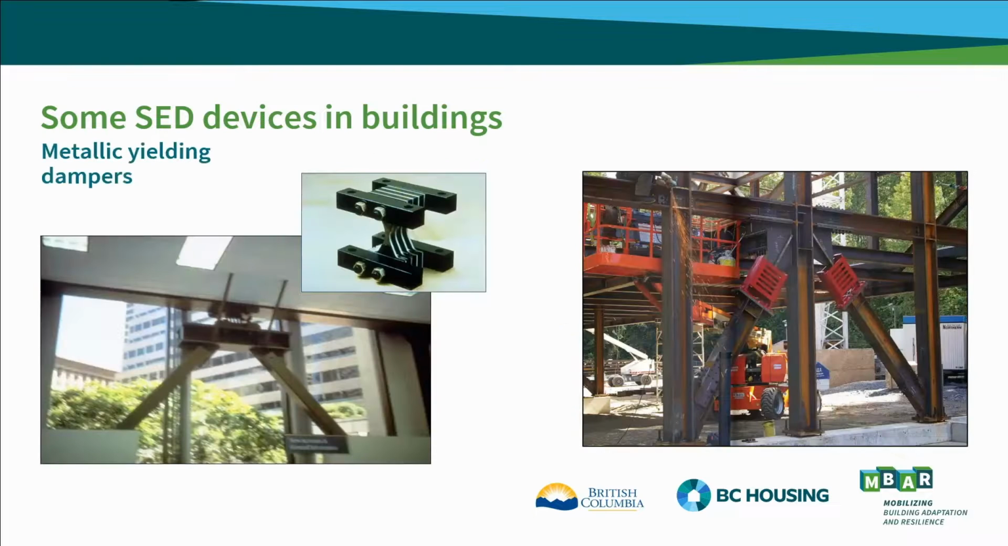Metallic yielding dampers. Again, these are just pieces of steel cut to a certain size and shape. And again, all the earthquake's energy is dissipated in yielding of these devices, leaving the structural system intact and undamaged. On the right side is a picture of those dampers covered with that red protective coating in that steel bracing in that building.